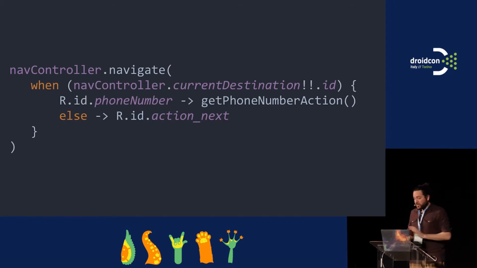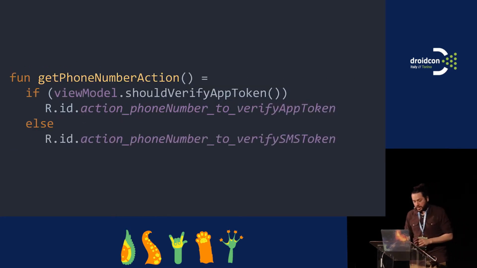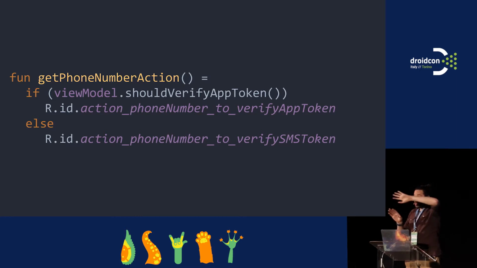So what did we do? Still very simple. We still check the current destination, and when it's phone number, we have this simple method that is supposed to compute or decide where to go and which action to execute. In all other cases, we always have the same action, because other cases are linear flows. And the content of this method is really simple again. In this case, we use a view model. So we ask the view model, should the user verify the app token, or should we go directly to the verify SMS token? If the view model tells to go to the app token, we go to the app token. Otherwise, I'm so sorry, you go to the SMS token. And then you have the logic to go to the two good directions.